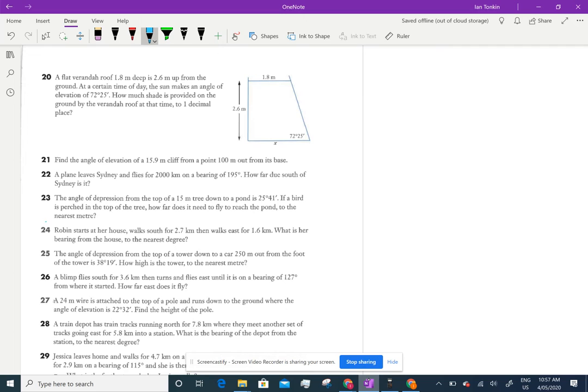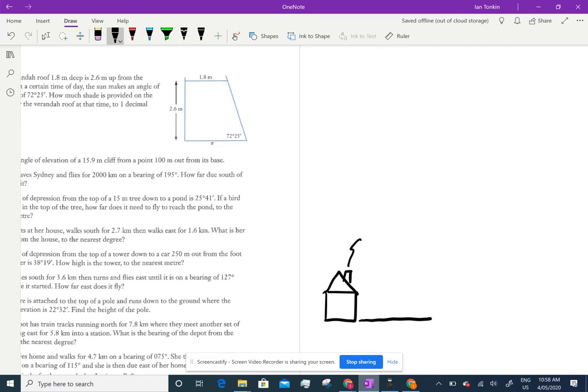Okay, let's have a go at Robin. I'm going to give this as a compass bearing, and I'll come back and do Robin as a true bearing. So Robin starts at a house and walks 2.7 kilometres east. So let's draw her house. Here's Robin. And she's walking east.